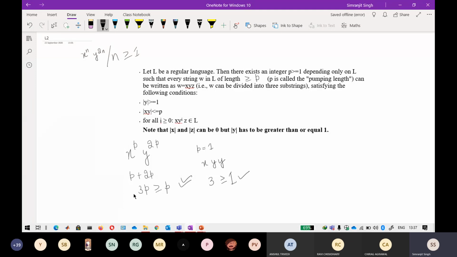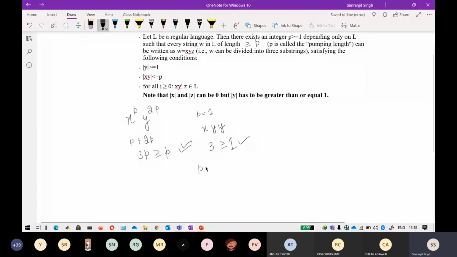You can do it this way, or by taking any string, there is no problem about it. But always the length of this xy will be greater than p, because in this scenario it is 3p. So the first condition is satisfied, and it is very simple to do. You can solve it for p equal to 1, p equal to 2, p equal to 3. When you are pumping the string, you may find that some other strings belong to the language, so don't worry about it.